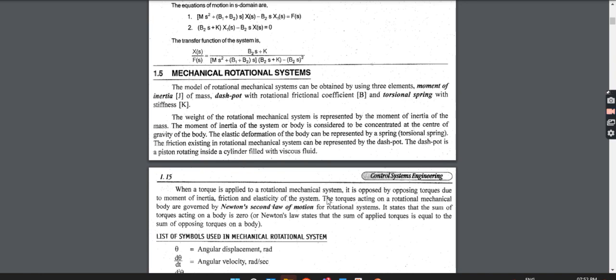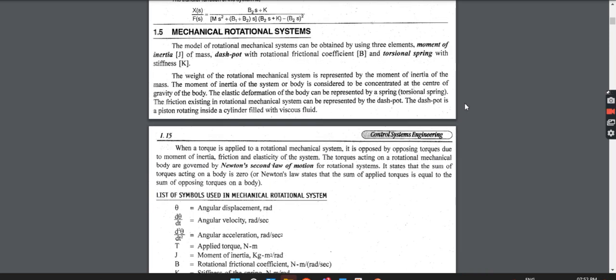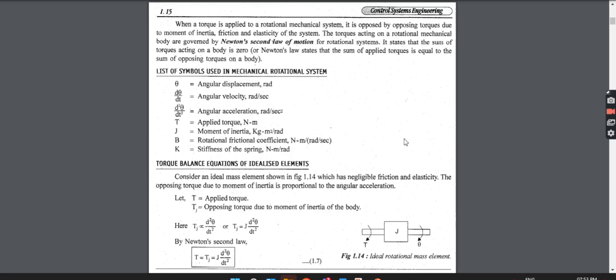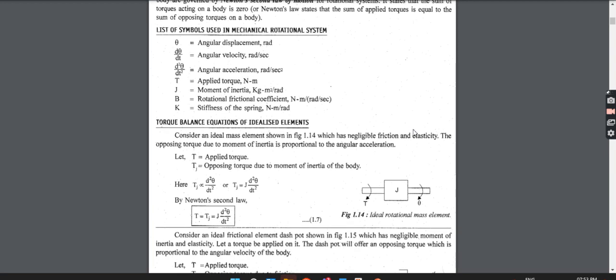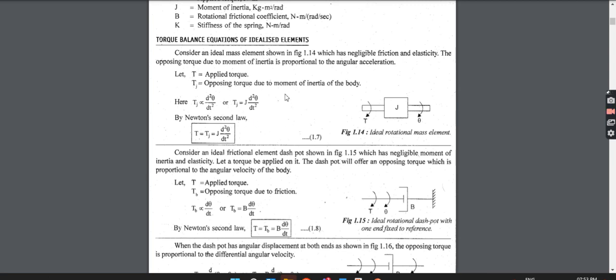Now let us see the torque opposed by these three different elements individually. The first one is moment of inertia. In a translational mechanical system, mass stores kinetic energy. Similarly, in a rotational mechanical system, moment of inertia stores kinetic energy. If a torque is applied on a body having moment of inertia J, then it is opposed by an opposing torque due to the moment of inertia. This opposing torque is proportional to the angular acceleration of the body. Let's assume the elasticity and friction are negligible. So we'll end up with this equation.